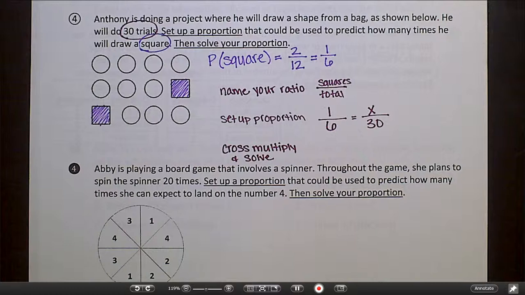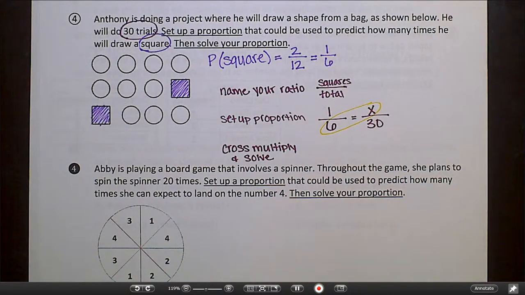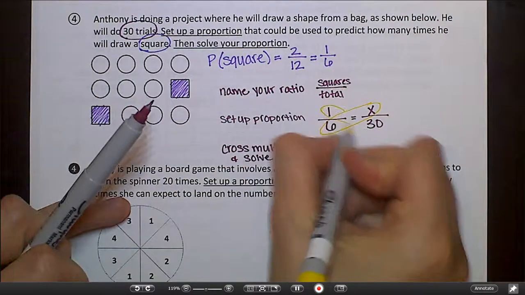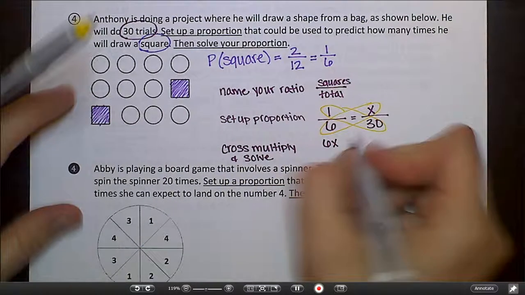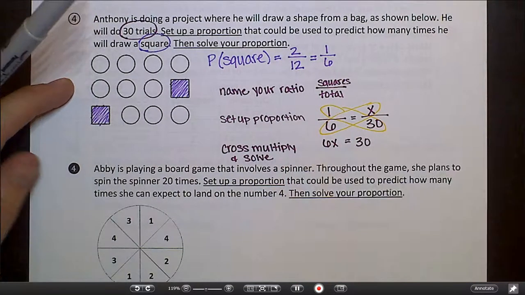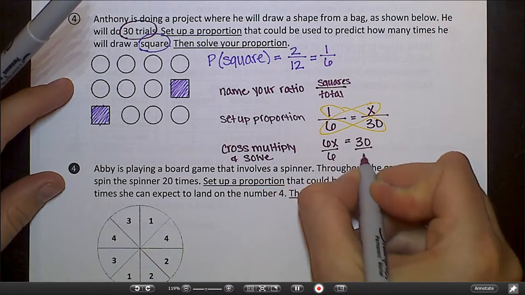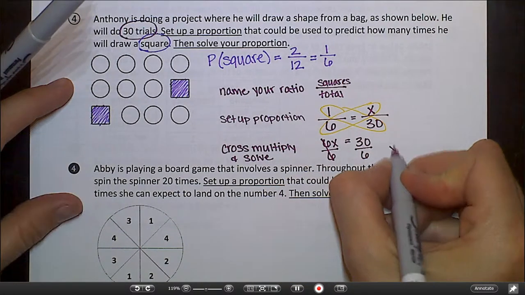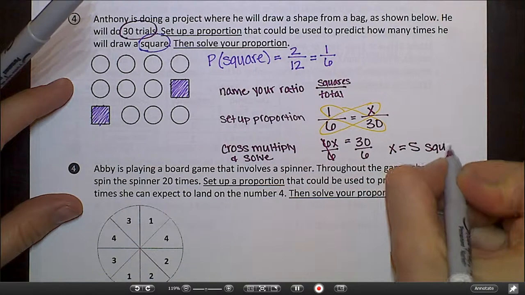So 6 times x is 6x. 1 times 30 is 30. I need to divide both sides by 6. And I can cancel those out. And I end up with x equals 5. So 5 squares.